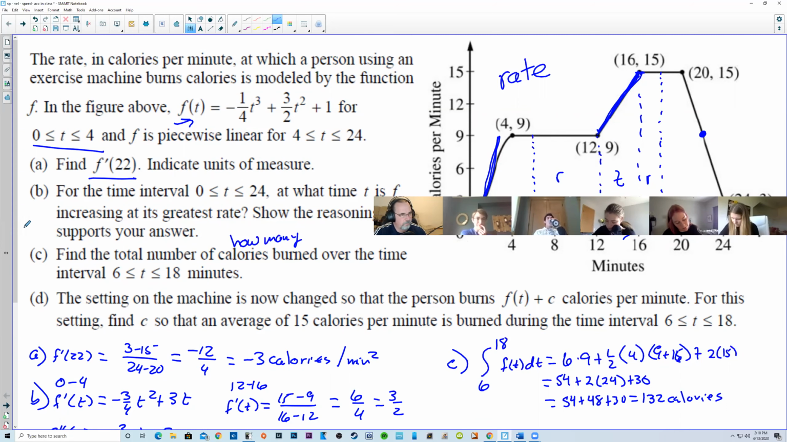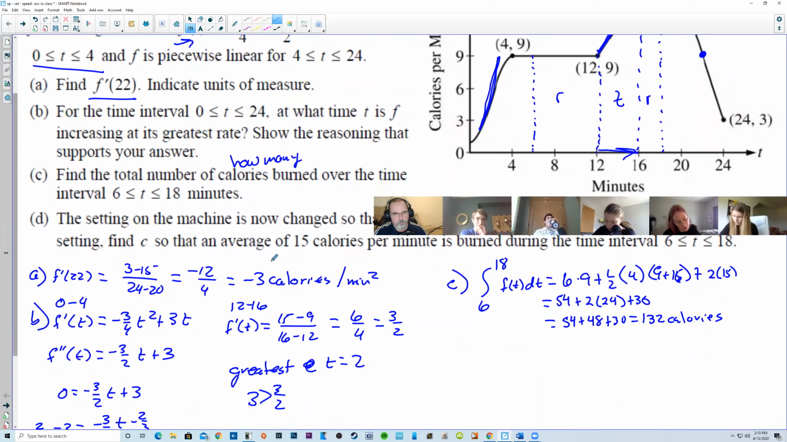I just did this about a half hour ago or so, probably a little more than that now. Questions on that one, on letter C.